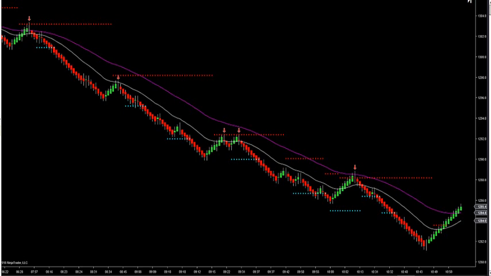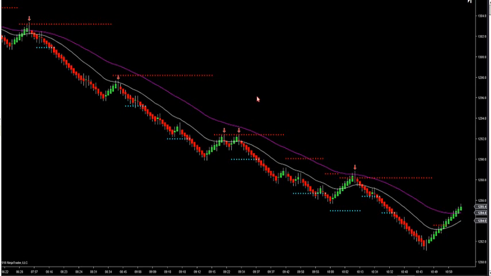the arrows will fire off automatically at the close of the bar. They are not lagging at all. And what those arrows represent is they represent retracements in the market with overall trend direction.